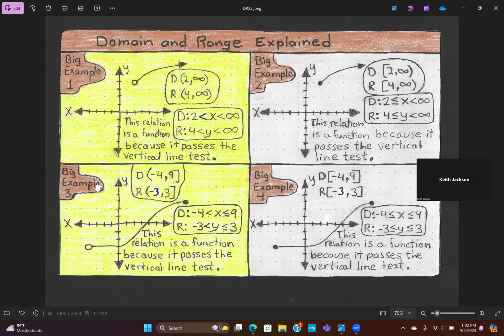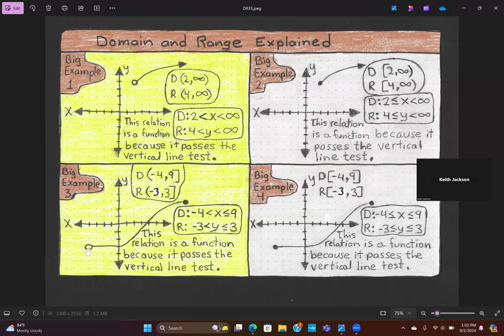Now let's compare big example 3 to that of big example 4, in which we have this nice little squiggly right here, but we have an open circle over the -4 as it relates to the domain. Remember, domain deals with the x values, right? The x-axis. And so it starts at -4, then it ends at +9.